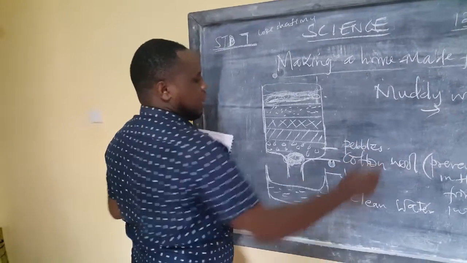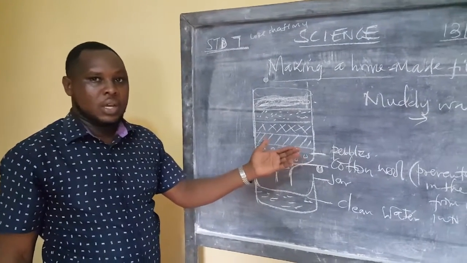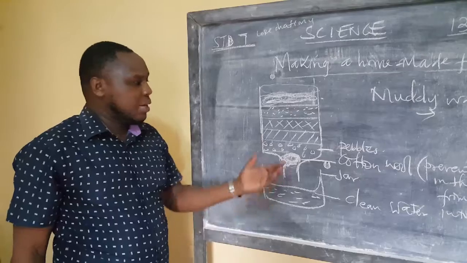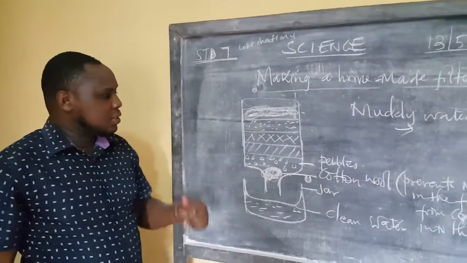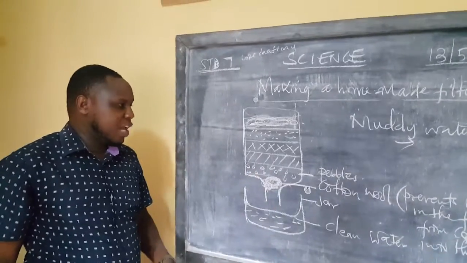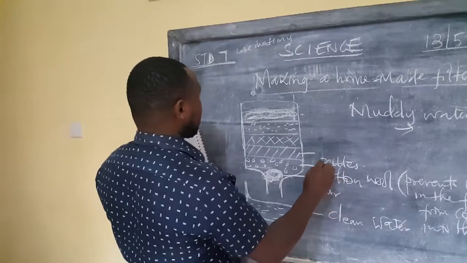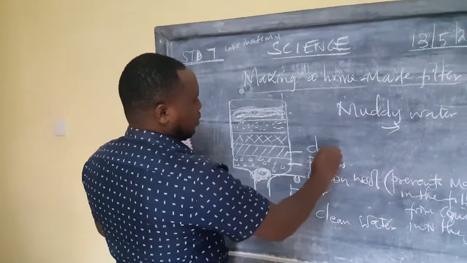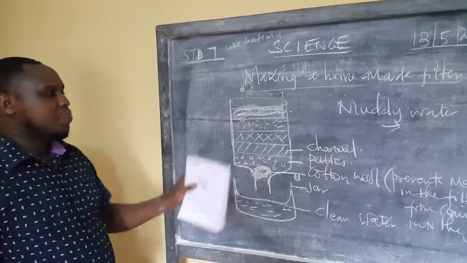All of us know what pebbles are from our lessons in social studies. I know there's a place where we learn about stones and all that. So you get pebbles and place them there. Then the next material after pebbles is, of course, charcoal. We have charcoal there. I'll tell you why we put charcoal.